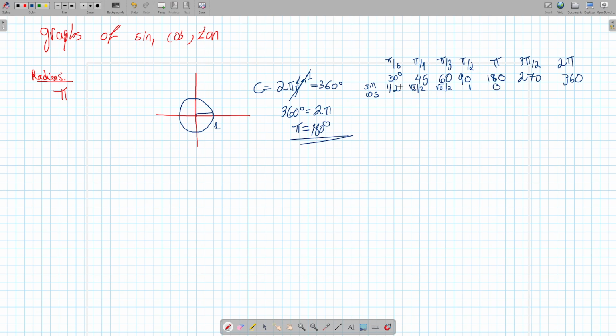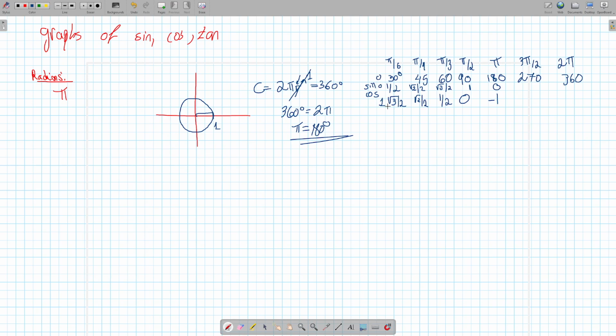Cosine 30 is radical 3 over 2. Cosine 45 is radical 2 over 2. Cosine 60 is 1 over 2. Cosine 90 is 0, and cosine 180 is negative 1. I should have started at 0 actually. 0 would be 0 and 1.